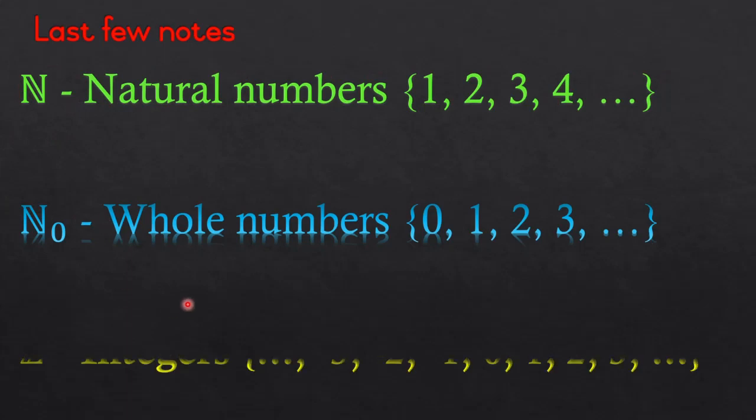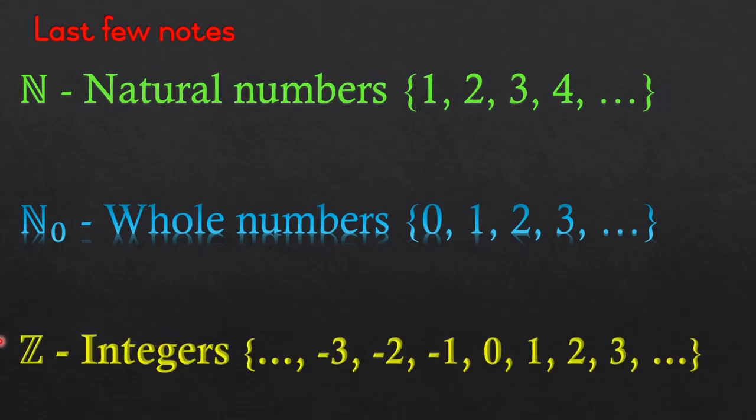After whole numbers, we get our integers. Integers are all our whole numbers with the negatives as well. So all our whole numbers are included in the integers, but now we've got the negative numbers as well. Integers do not include halves and quarters and so forth, so the numbers between -3 and -2 are not included in this set.